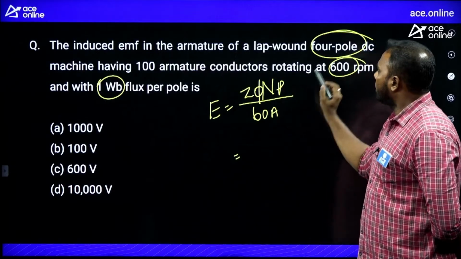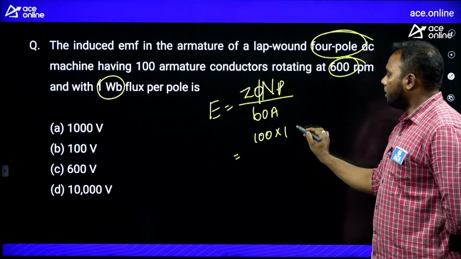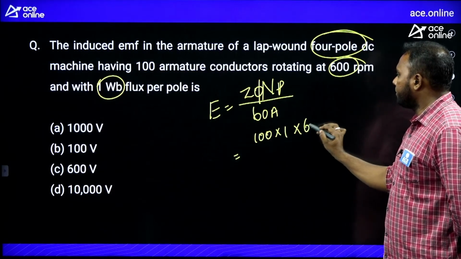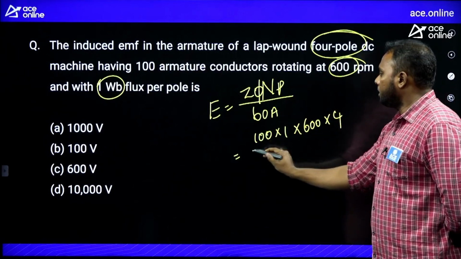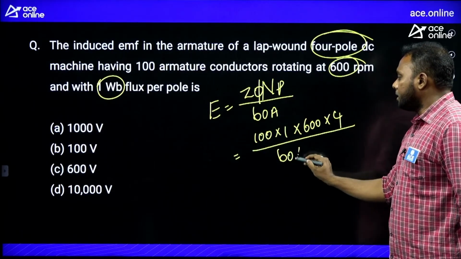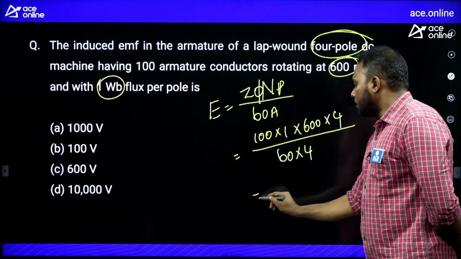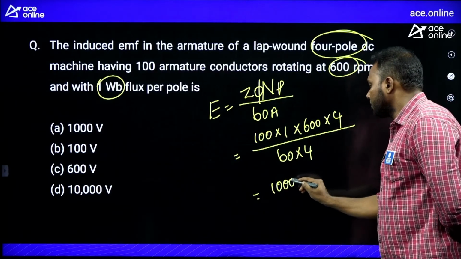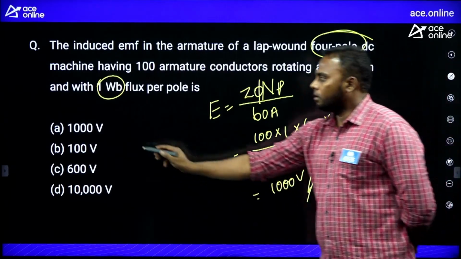Z is given. How many conductors are there? 100 armature conductors. Flux is 1 Weber per pole. Speed is 600. Number of poles is 4. Lap connected is given, so A equals the number of poles, 4. Simplify this, we get 1000 volts. Simplified, 1000 volts is the answer. Next.